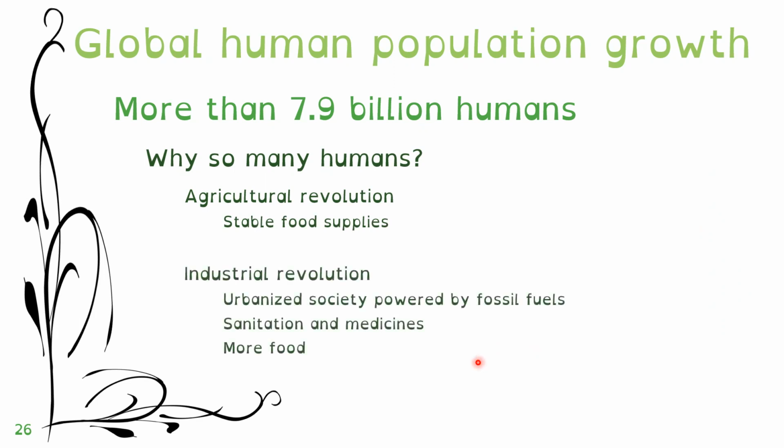And the Industrial Revolution meant that we urbanized our society. So we brought people together and we powered that with fossil fuels. And we developed sanitation and medicines. We continued to have more food that we could store. So we were able to get healthier and healthier and weren't dying off as consistently. So we're living longer lives and our children were living longer lives and therefore there were more and more people.